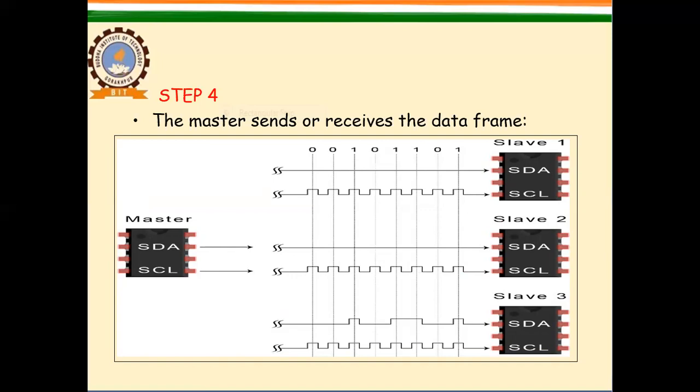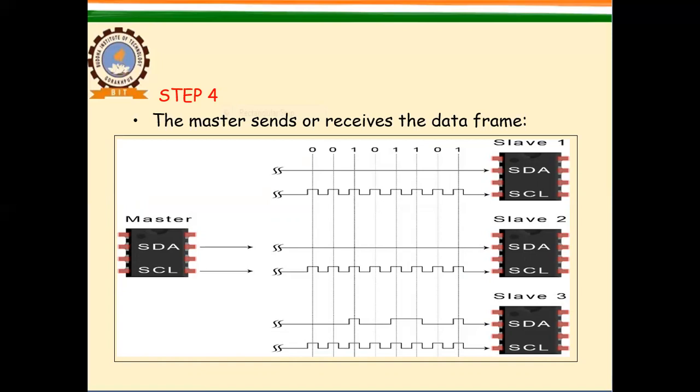In step number 4, we see that the master either sends or receives the data. This can only be defined by the read/write bit. If the bit is low, then the master is sending the data. If the bit is high, then the slave is sending data back to the master.